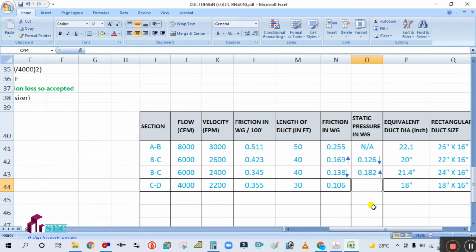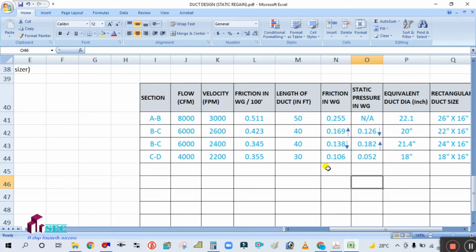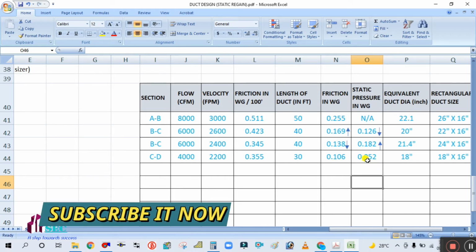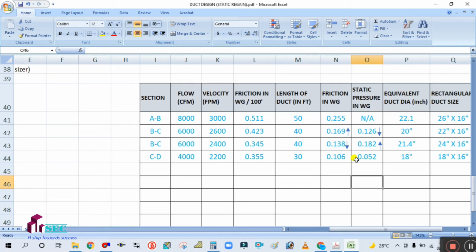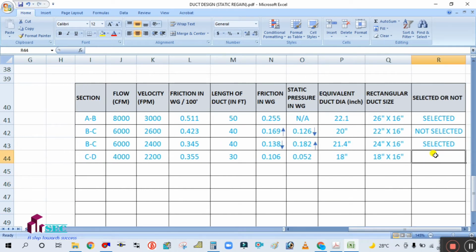So simply enter here 0.052 inches of water gauge. Okay, so here is your 0.16, and static pressure is how much? 0.05. That means this is the higher and this is the lower. That means you need to assume another velocity, this duct size is not accepted. So again check this C to D, same section. This is a trial and error method. You need to check this. It's a time consuming method also.